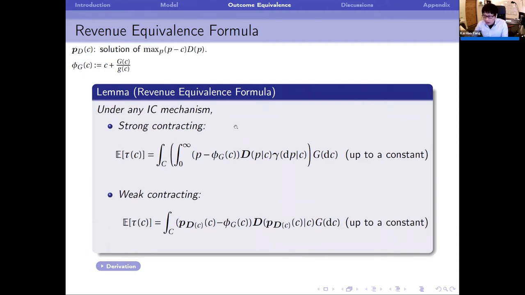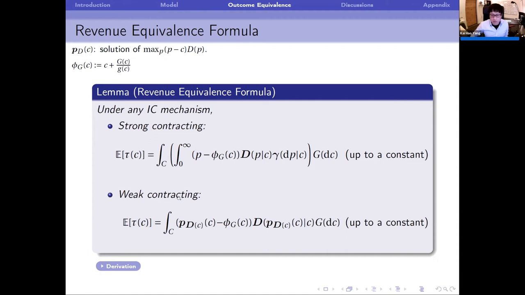Now, this is just a necessary condition for IC, and it's far away from sufficiency, partly because even in a standard one-dimensional mechanism design problem, a revenue equivalence formula is not sufficient for IC. We have to have a monotonicity condition. And that's true for the strong contracting model, because as I said, the strong contracting model turns out to be a one-dimensional screening problem. So in the strong contracting model, this revenue equivalence formula plus the monotonicity condition of the quantity sold as a function of cost is going to be necessary and sufficient for IC.